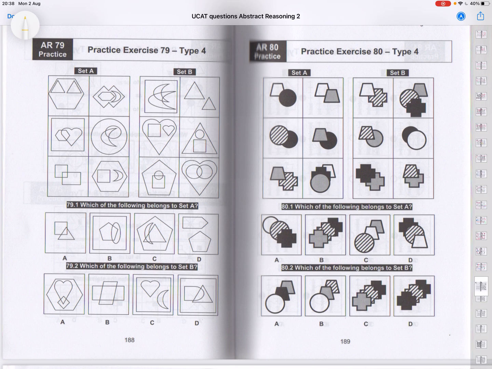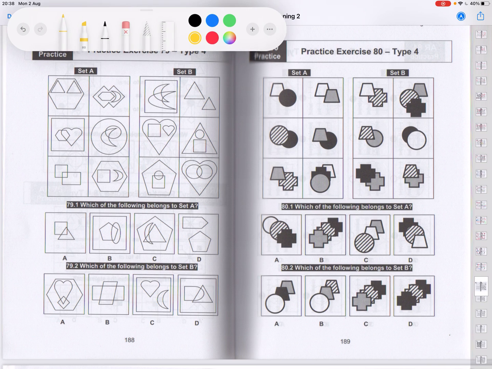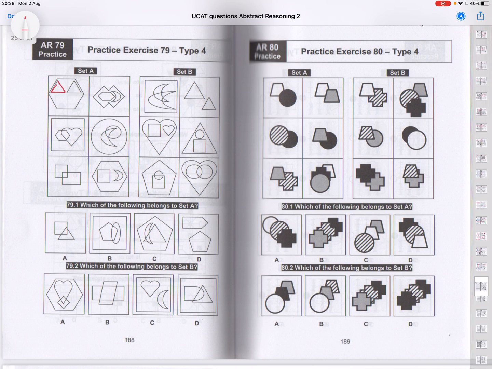So if we do this 79 together, what you'll see is that in set A, we've got 2 central shapes sitting next to each other, which I'll colour in. 2 central shapes sitting next to each other. And if they're sitting next to each other, then we are going to add the number of sides in each shape. So we've got 3 and 3.